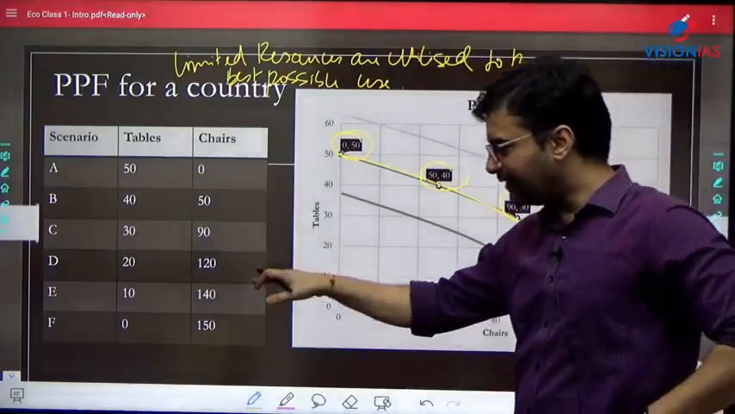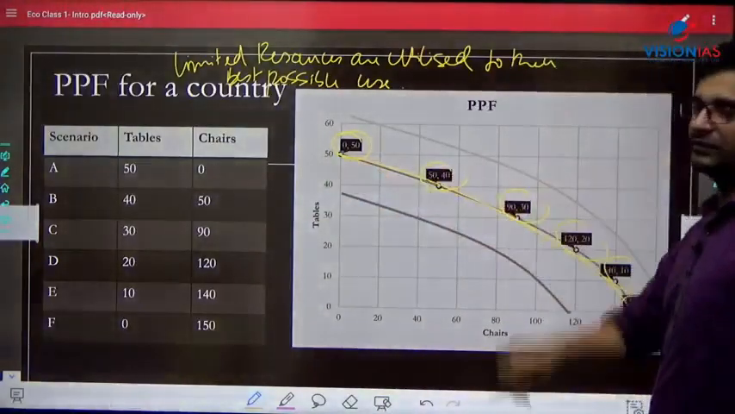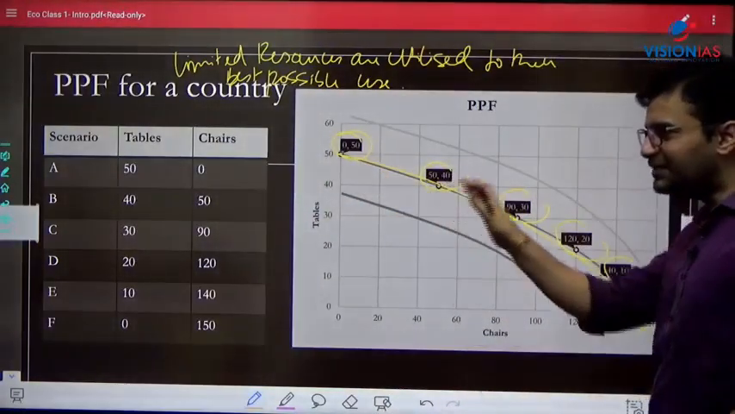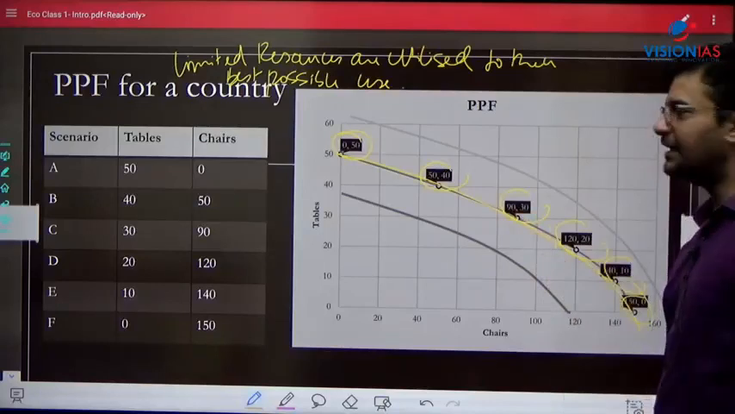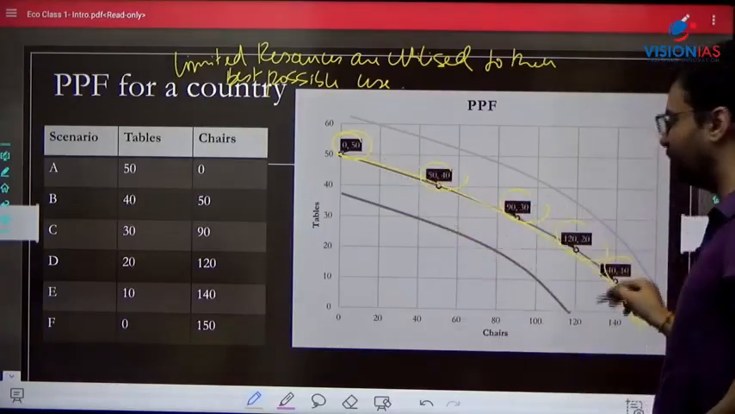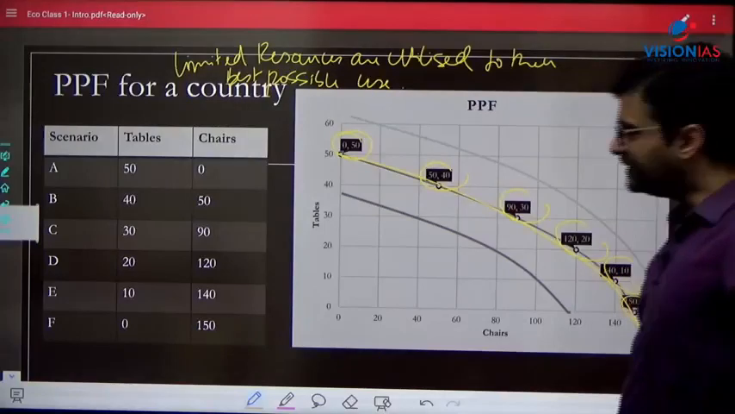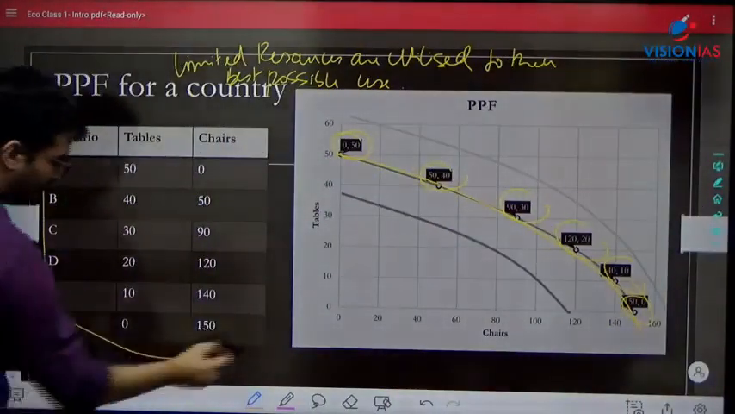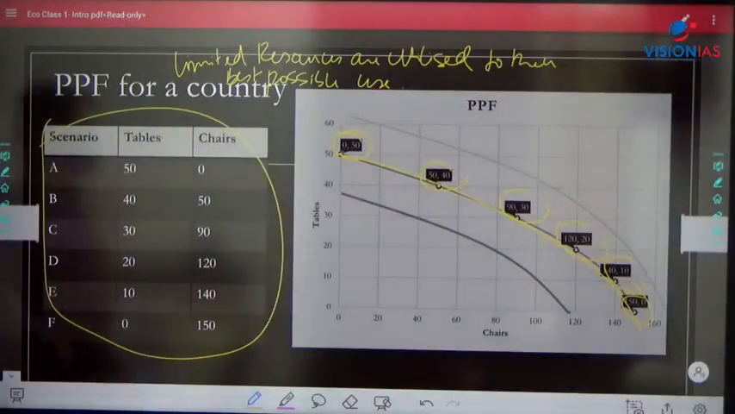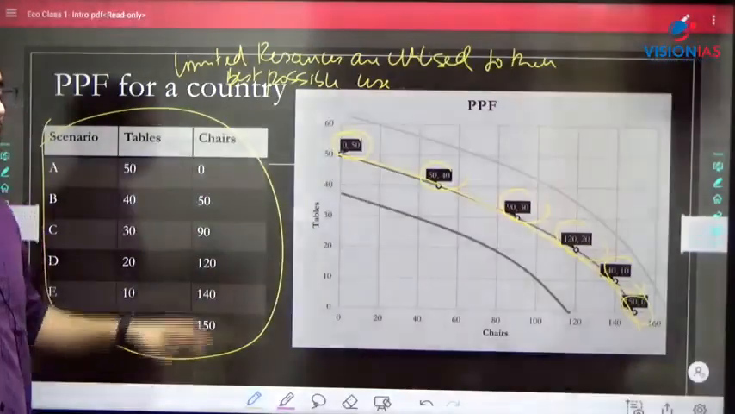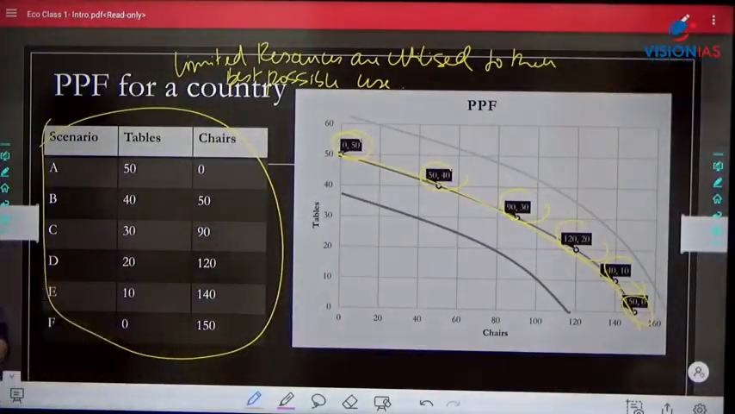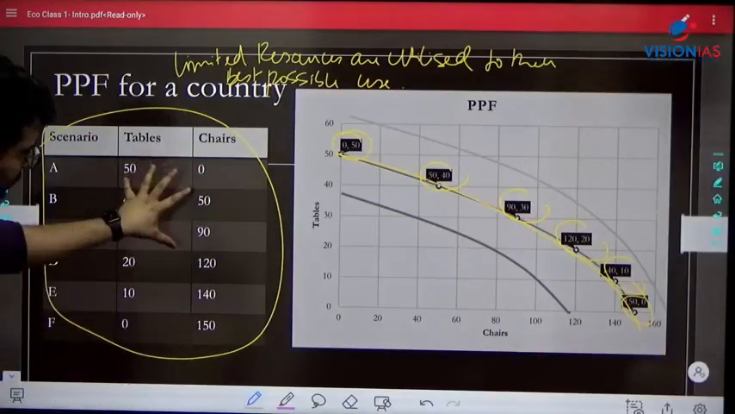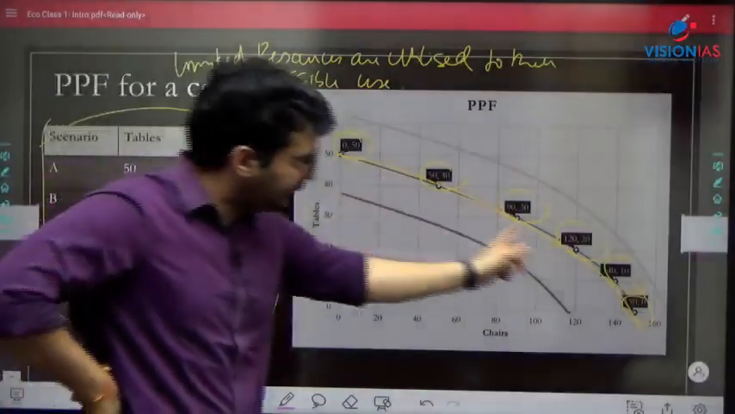This concept is plotted here on this curve. This PPF curve of a country. ये कंट्री का PPF कर्व है, प्रोडक्शन पॉसिबिलिटी फ्रंटियर कर्व. This country is producing this combination of tables and chairs. Right now this country is producing this combination of tables and chairs. And this combination of tables and chairs is plotted here on this curve.